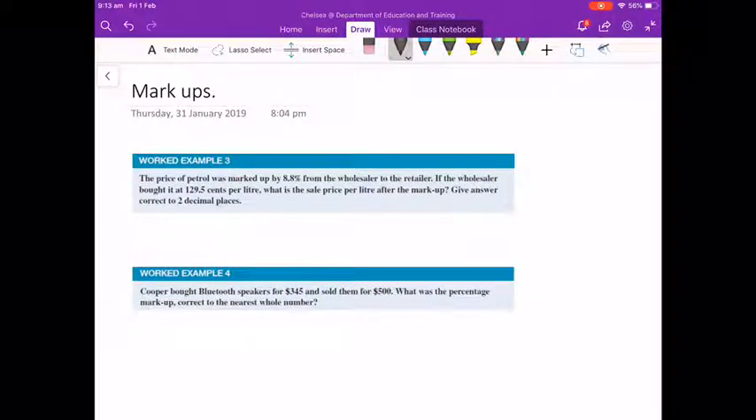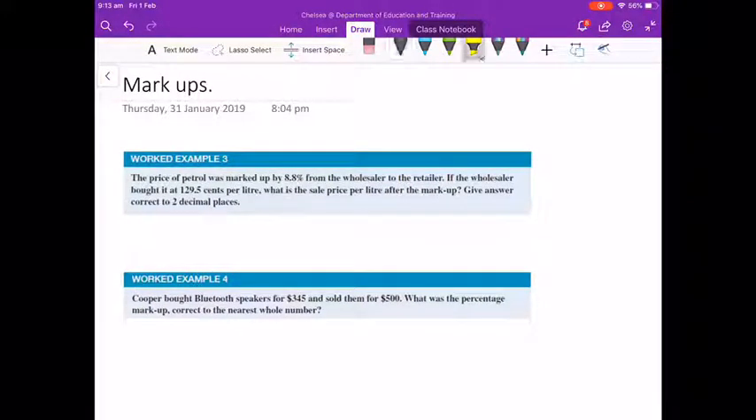Today we are looking at markups. So a markup is an amount or a percentage by which a good or service is increased. So it is very similar to our percentage increase work we have done earlier. What a markup is: when a wholesaler buys something, they then sell it at a markup in order to achieve profit through the retailer.